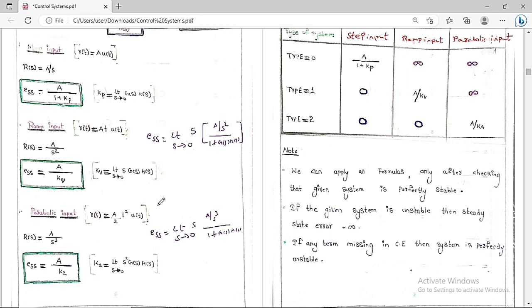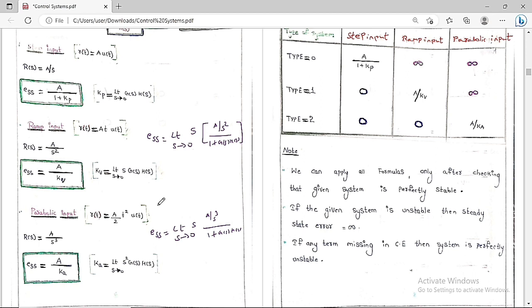So we can apply all formulas only after checking that the given system is perfectly stable. First you have to check whether the given system is stable or not. If it is stable, then only we can say it will have some finite error. Otherwise, it will always have an infinite error. If the given system is unstable, then the steady-state error is always equal to infinity.